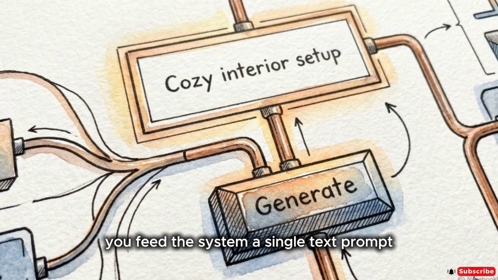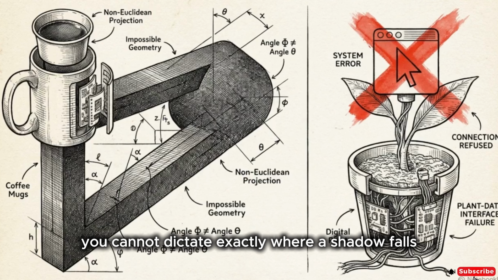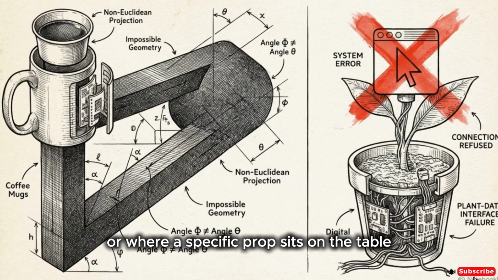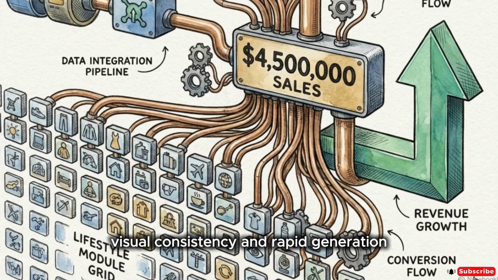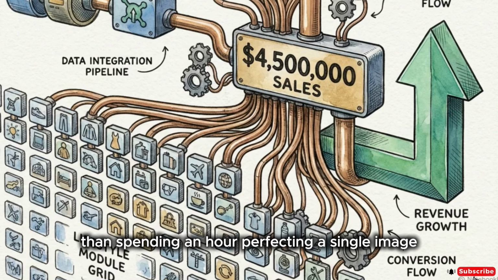The system takes that prompt and applies it across your entire catalog, generating hundreds of unique, branded lifestyle backgrounds simultaneously, while keeping the actual product design untouched. The cost of this speed is control. You cannot dictate exactly where a shadow falls or where a specific prop sits on the table. But when you are processing thousands of items, visual consistency and rapid generation drive far more profit than spending an hour perfecting a single image.